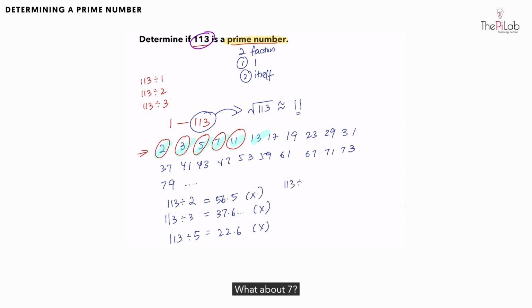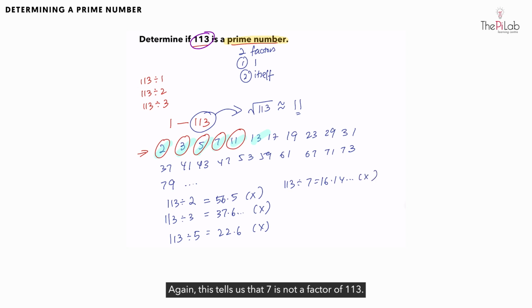What about 7? You get 16.14 something. Again, this tells us that 7 is not a factor of 113. And finally, we are down to 11. So 113 divided by 11 will give me 10.27 something. Again, this tells us that 11 is not a factor of 113.